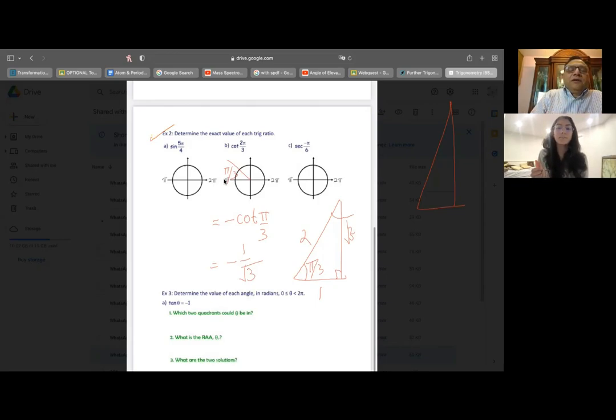5 pi by 4. 5 pi by 4 will be in which quadrant? So we know 4 pi over 4 is pi, so it's in the third quadrant because that's 5 pi over 4. And you know that it's pi over 4 as your related acute angle.